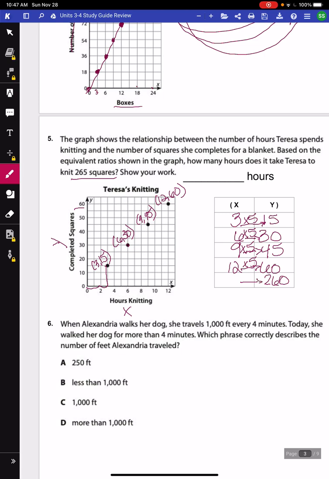But I know that multiplication and division are opposite. So if I go backwards, 260 divided by 5 should give me my answer. And 260 divided by 5 is 53. So how many hours does it take Teresa to knit 265 squares? That would be 53 hours.